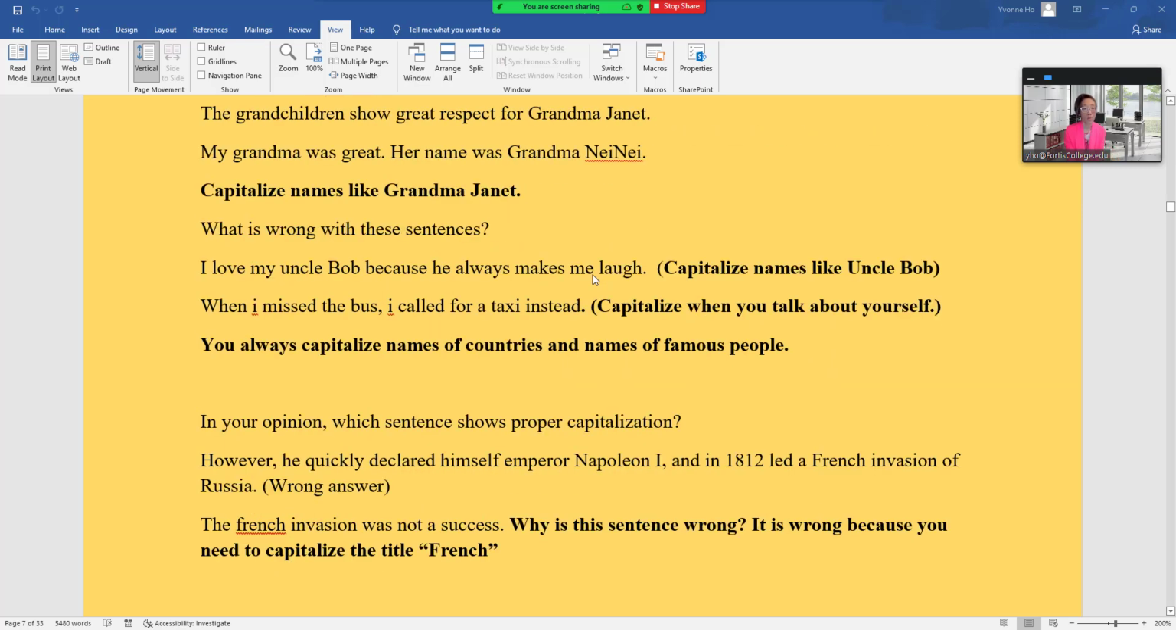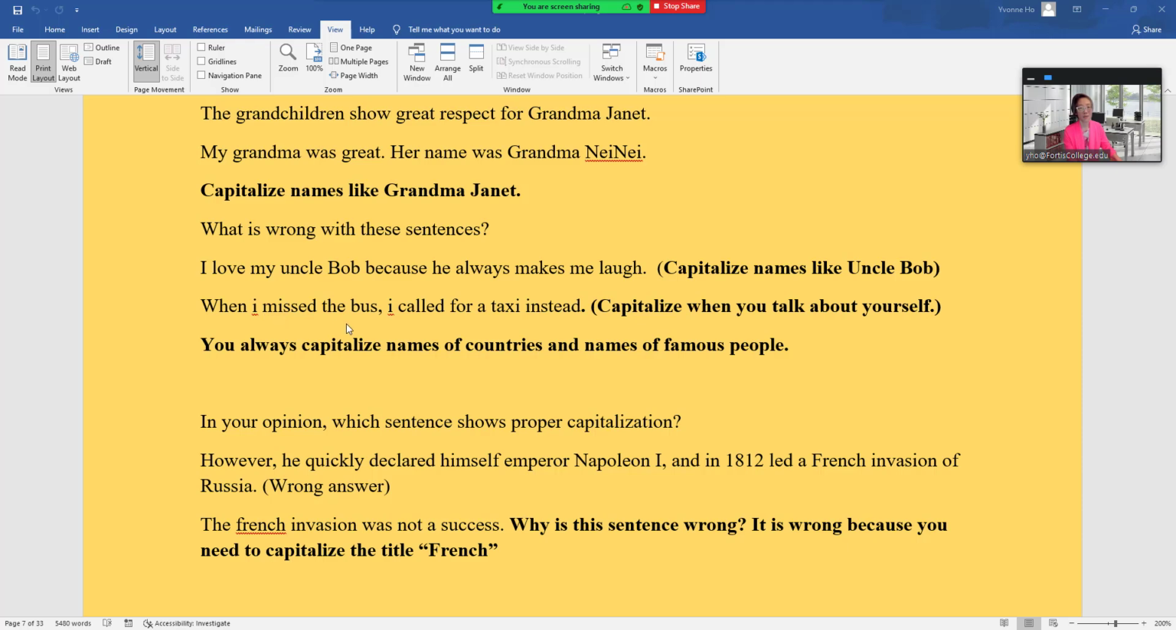What is wrong with these sentences? I love my Uncle Bob because he always makes me laugh. Here, uncle needs to be capitalized because it's somebody's name. So once again, when it's somebody's name, you need to capitalize uncle. So that's what's wrong with this sentence.